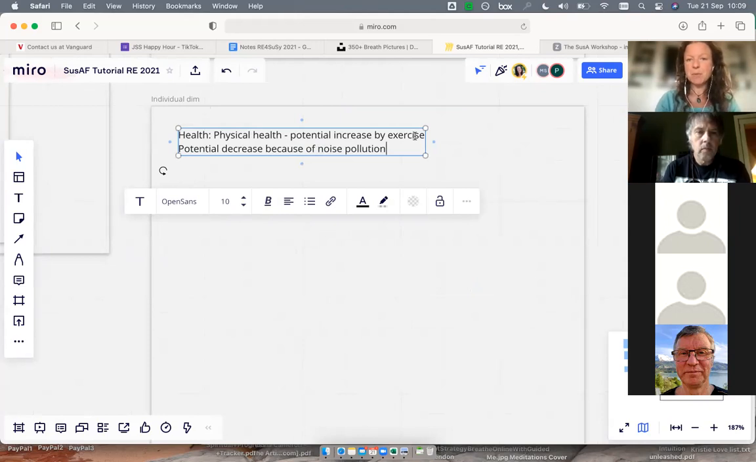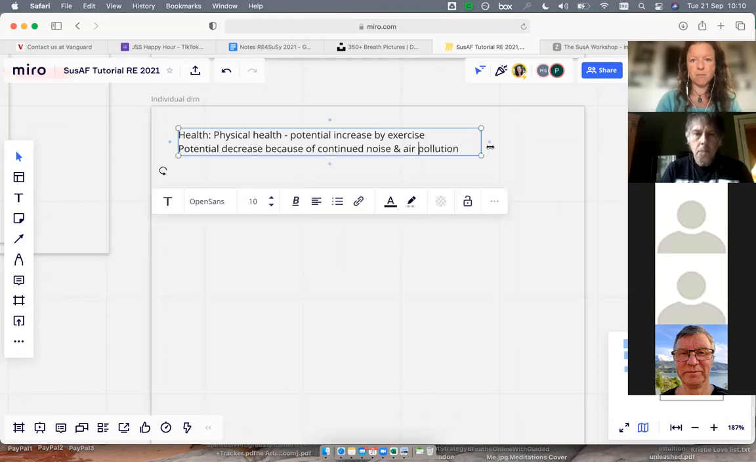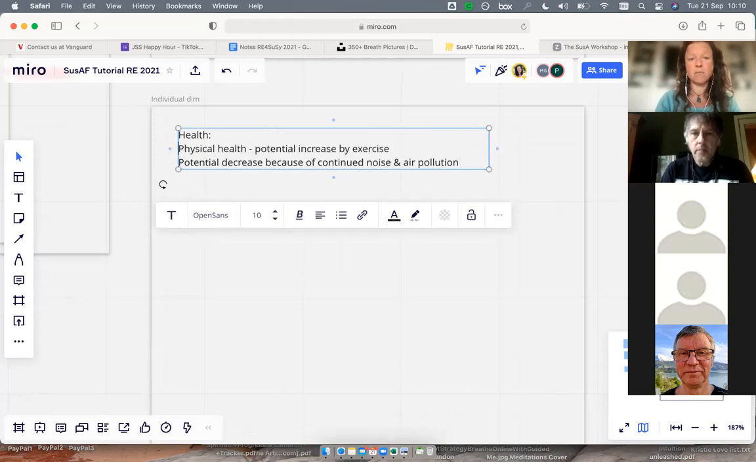So potentially increased by exercise, potentially decreased because of noise pollution and or air pollution. And a big thing, I think, that is difficult for many people is the waste of time, because it's always quicker in some sense to take a car in most cases if you would make a good system. Yeah, so the idea here is to still offer the car option if it is faster.